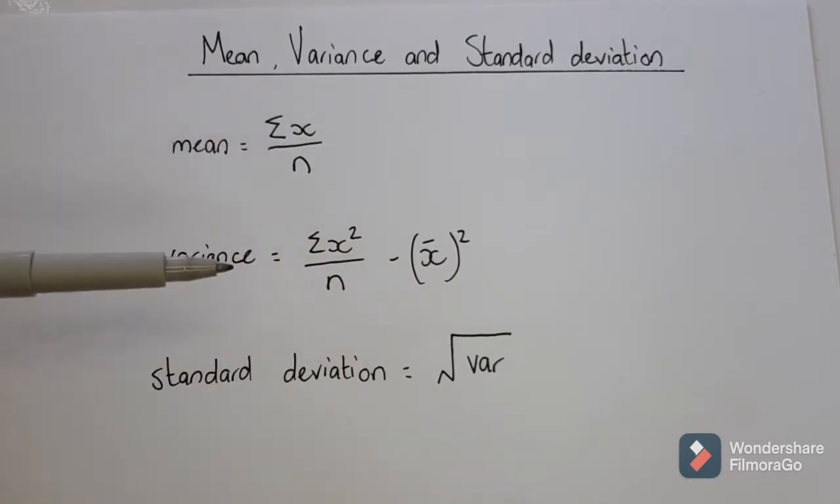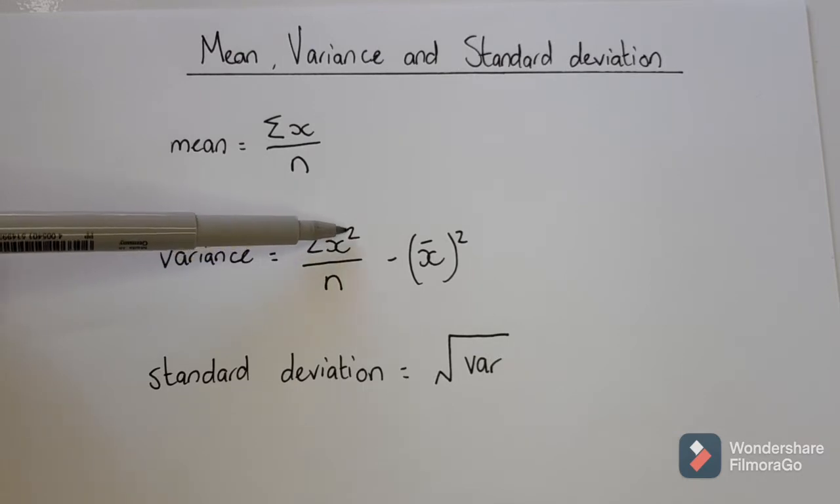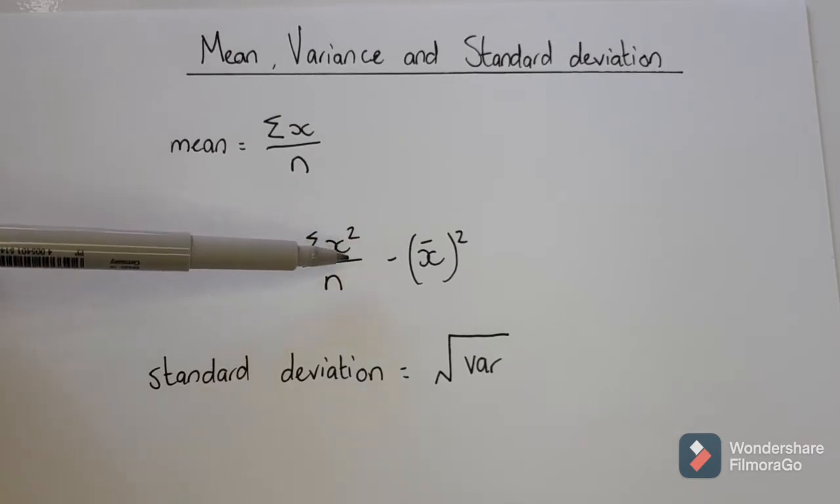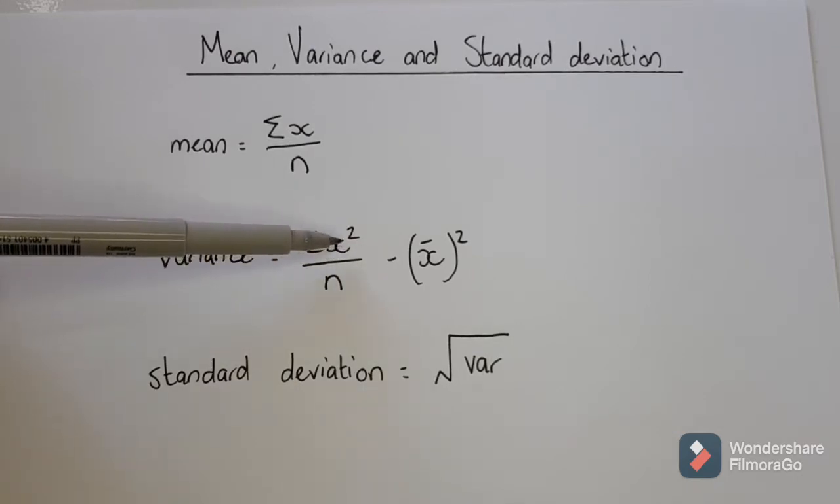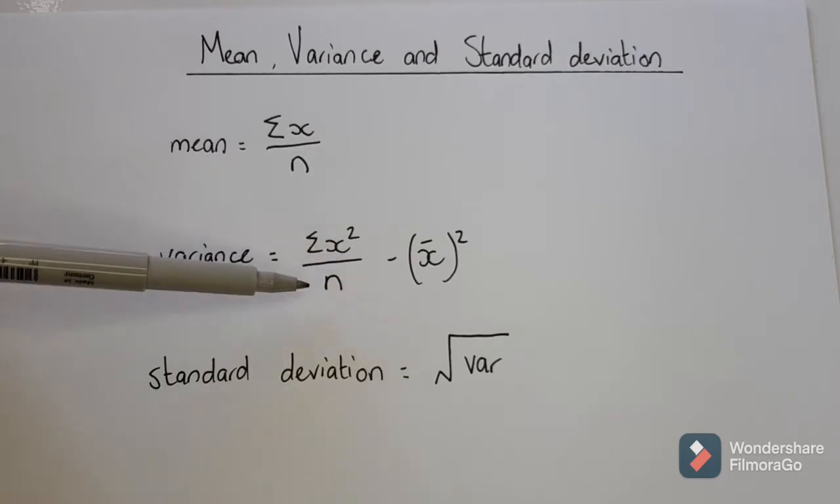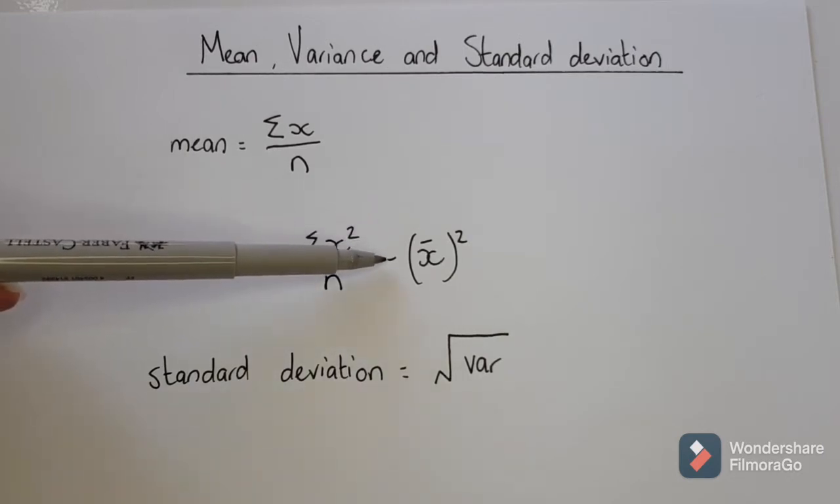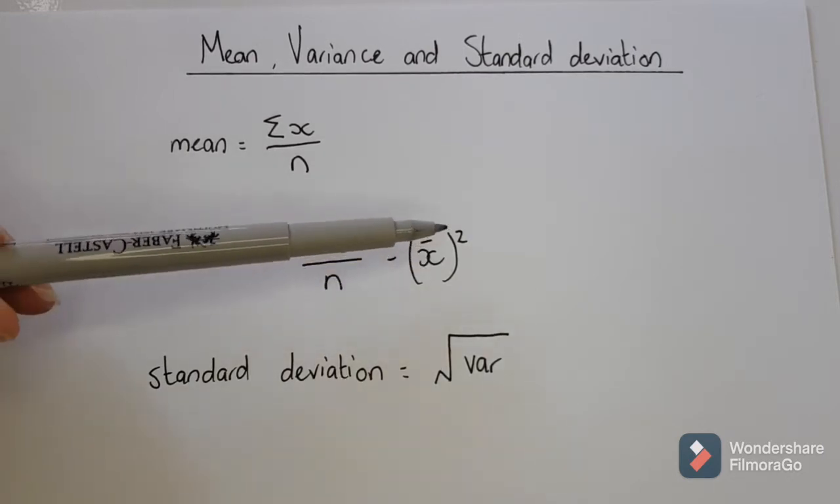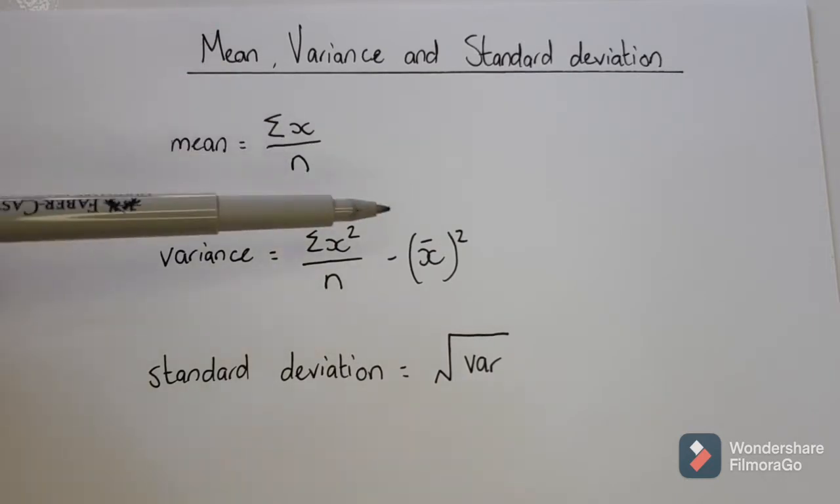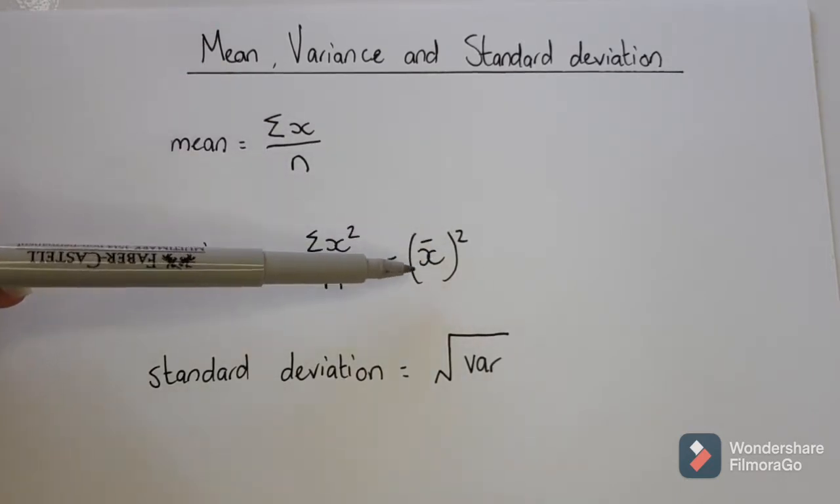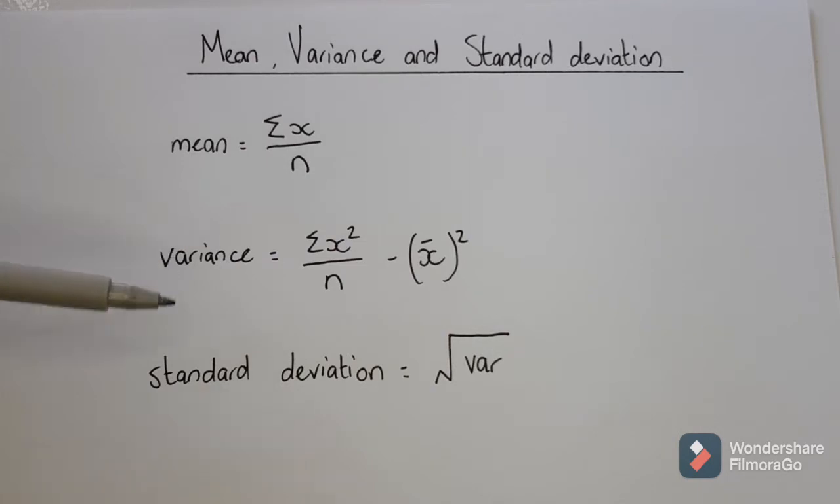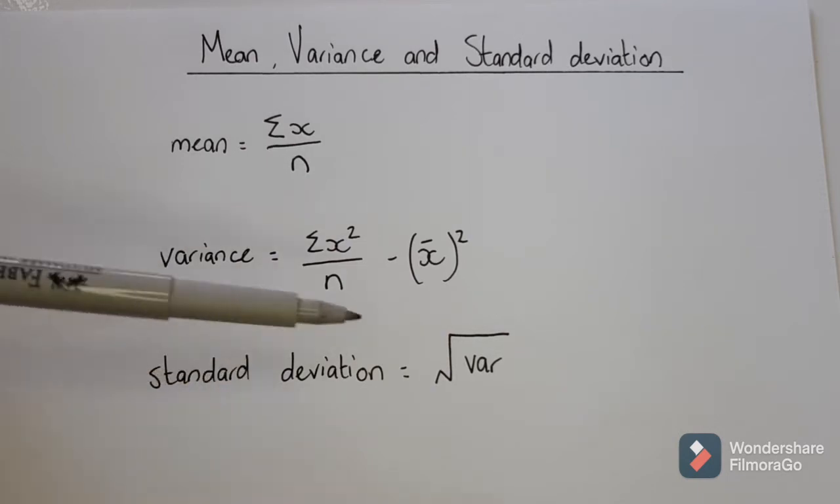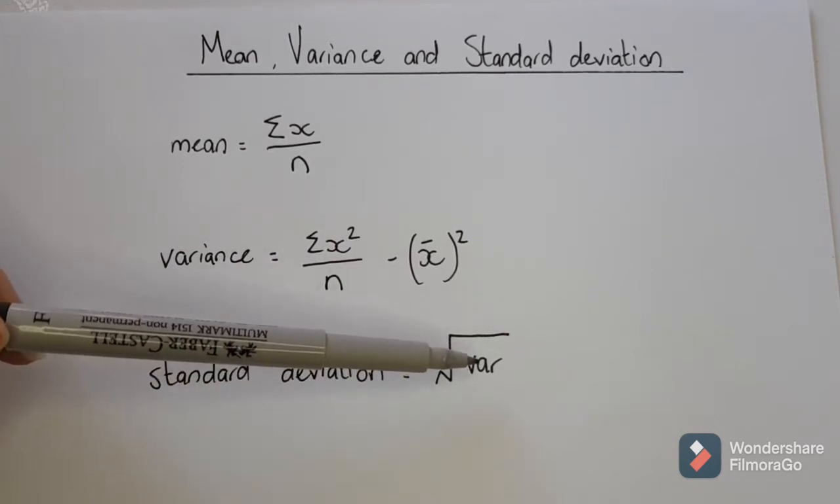The variance is going to be the sum of x squared, meaning we square each individual x value first, then we add them all together, divided by n, which is our total number, and then you're going to subtract the mean squared. So you always have to calculate mean first, because you're going to subtract that squared for the variance, and then the standard deviation is the square root of the variance.